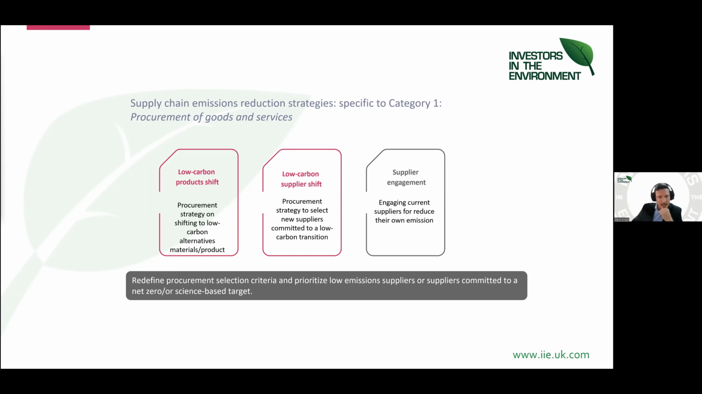So in this example, if we're looking at category 1, we look at the different categories and we want to think about, okay, where are opportunities for us to make improvements? So within category 1, there's 3 things that we can look at. We have our procurement strategy, which can look at either low carbon product shifts, so actually shifting the products we're buying in for low carbon alternatives.